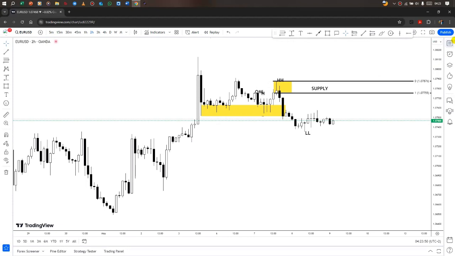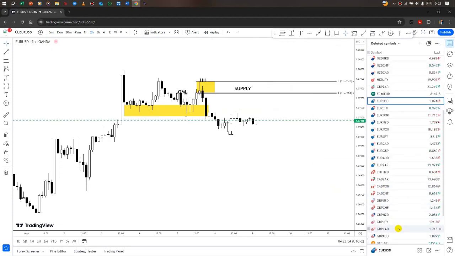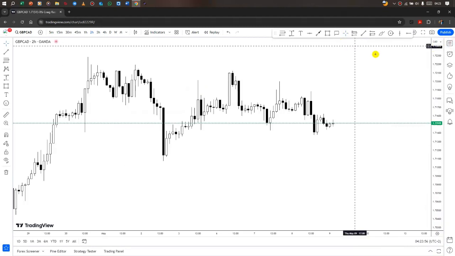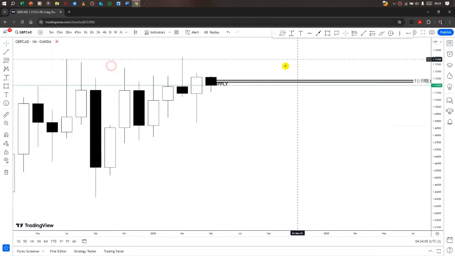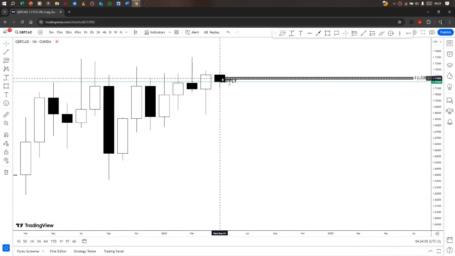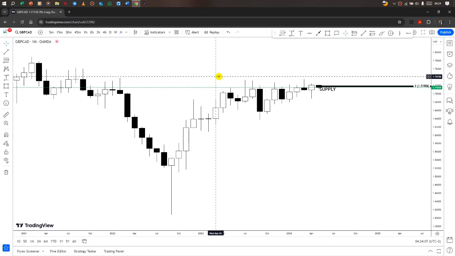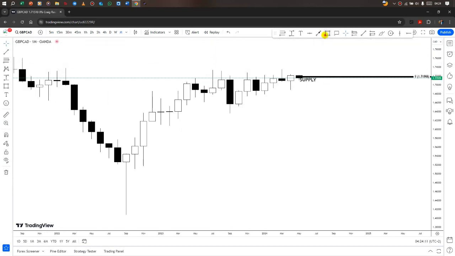Okay, last page, GBPCAD. Let me not waste time. So on GBPCAD, as you can see, guys, this one is a bit complicated, but yeah, let us go through it.